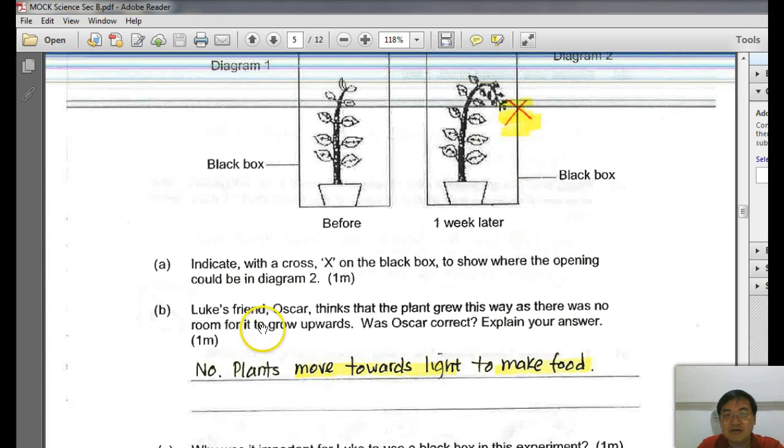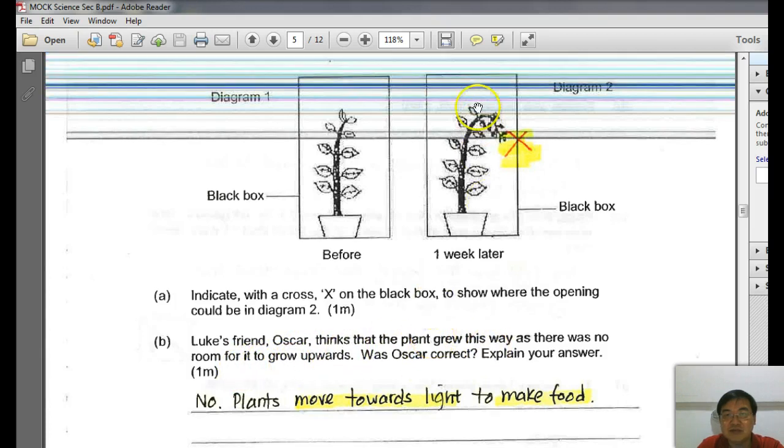Luke's friend Oscar thinks that the plant grew this way as there was no room for it to grow upwards. So there's no room to grow upwards, it grew down this way. Was Oscar correct? Obviously not. So we explain the answer. Here we get half a mark for saying no, and the other half mark for explaining. Just say that because there's an opening over here, plants move towards light to make food.